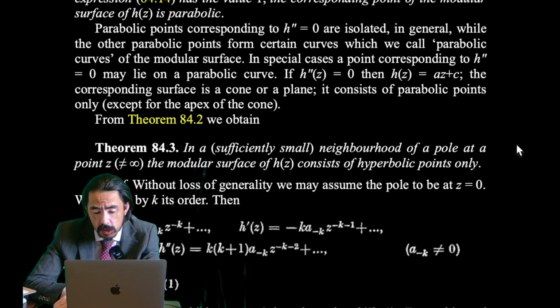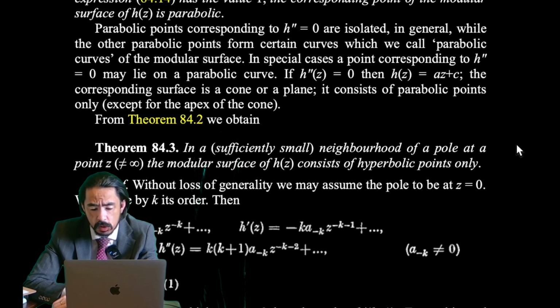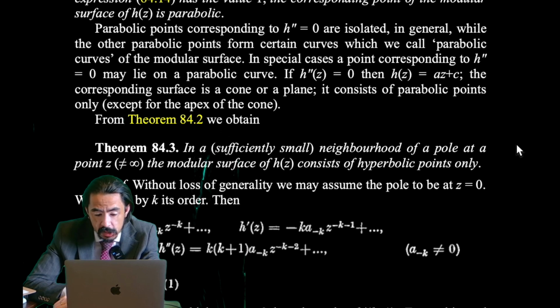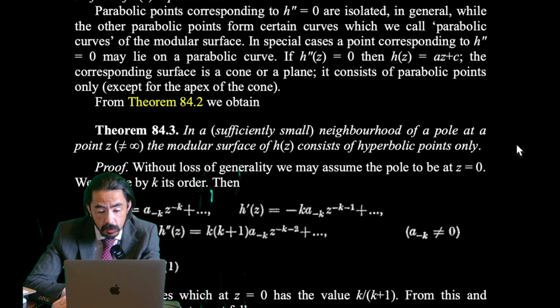Parabolic points corresponding to h double prime equals 0 are isolated in general, while the other parabolic points form certain curves which we call parabolic curves of the modular surface. In special cases, a point corresponding to h double prime equals 0 may lie on a parabolic curve. If h double prime of z is equal to 0, then h of z equals a times z plus c. The corresponding surface is a cone or a plane. It consists of parabolic points only, except for, of course, the apex of the cone. From Theorem 84.2, we obtain Theorem 84.3.